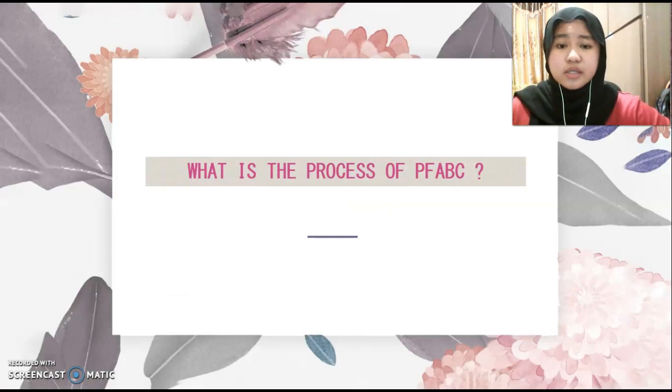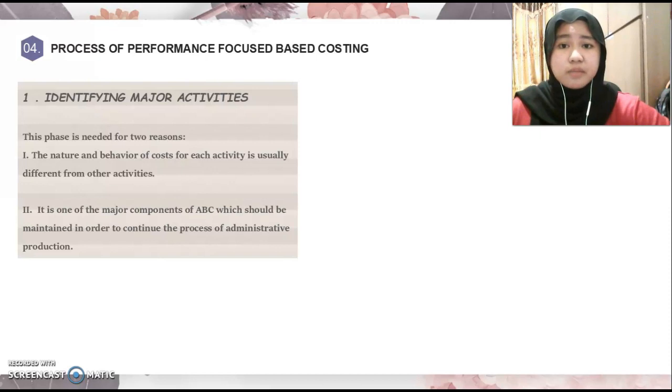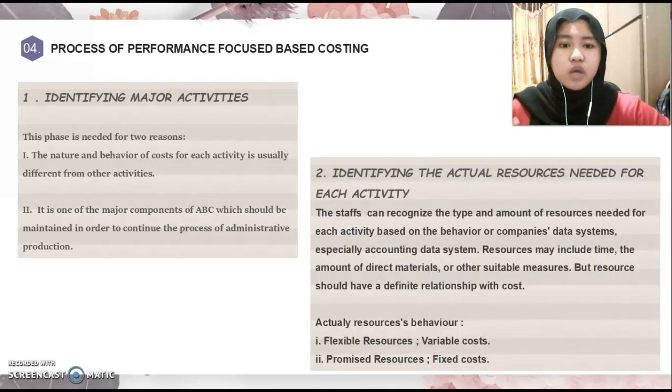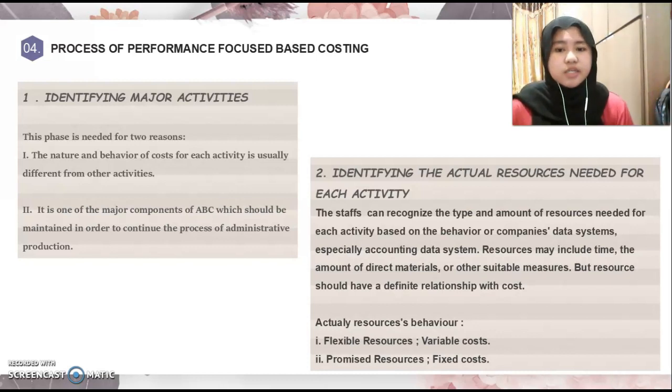Okay, so these are the 9 steps of the PFABC process. First of all, we have to identify the major activities, because the nature and behavior of cost for each activity is usually different from other activities, right? So it is also one of the major components of ABC which should be maintained. The second one is we have to identify the actual resources needed for each activity, because in this step, the staff can recognize the type and amount of resources needed for each activity based on the behavior data system and especially the accounting data system.